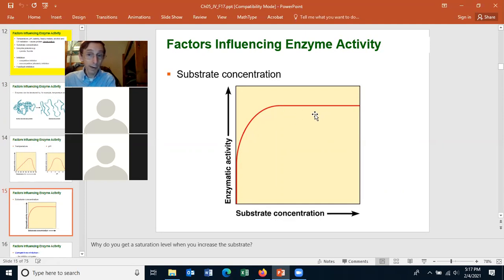Why, at this point, when we increase the substrate concentration, why do you think that the enzyme activity has not increased at all? Does it have to do with limited enzymes? Yeah, the enzyme is limited, and if all the enzyme is bound to the substrate, you can't increase the enzyme activity by adding further substrate because all the enzymes are already bound to a substrate. Is that clear to everybody?